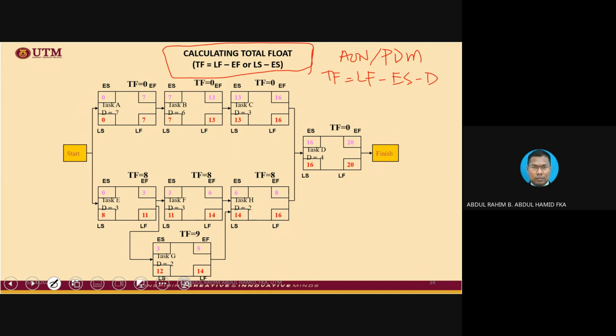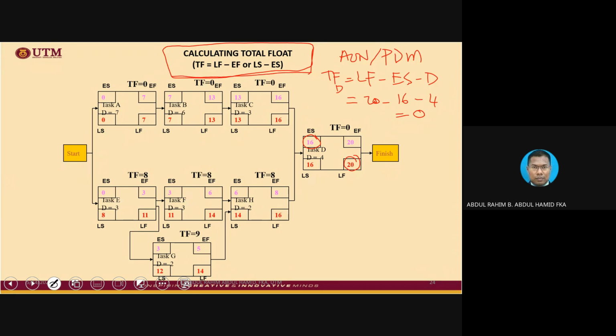For instance, let's go for D. For D, late finish is here, 20, 20. Early start is 16, 16. What is the duration for D? 4. And you do the calculation, of course, you will get 0. Okay, you still get the total float, but it is faster to use this formula.